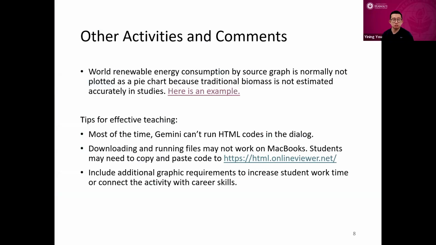And I'm wrapping up the discussion here. One thing that I also tried, that we can also visualize but it may not be justified from the data point of view, is the renewable energy consumption pie chart. This chart really doesn't exist, or normally if it does exist, it does not have traditional biomass. My understanding is that traditional biomass is not accurately estimated in studies. And here's an example. I'll show all these HTML files and pictures in one run.